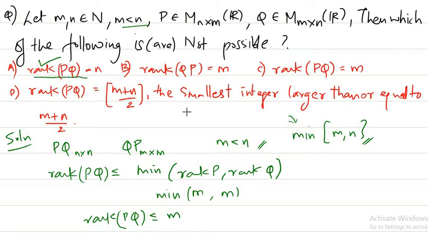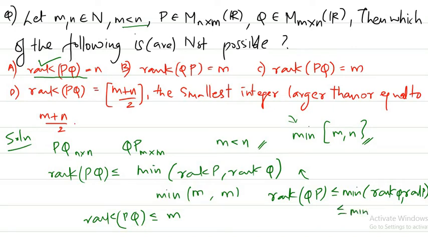Now this one is possible, because the rank of PQ can be at most m, so there may be matrices in which the rank of PQ is m also. In the same way, if you apply the same identity for the rank of the QP matrix, you can write that it is less than or equal to the minimum of the rank of Q and the rank of P, which is less than or equal to the minimum of m comma m. So the rank of QP is also less than or equal to m. I think these two are possible, right?